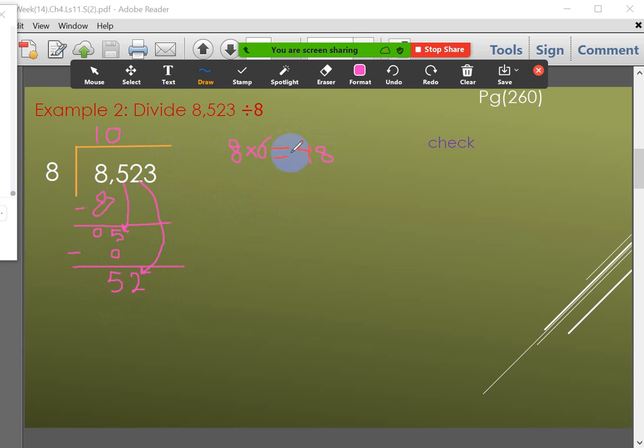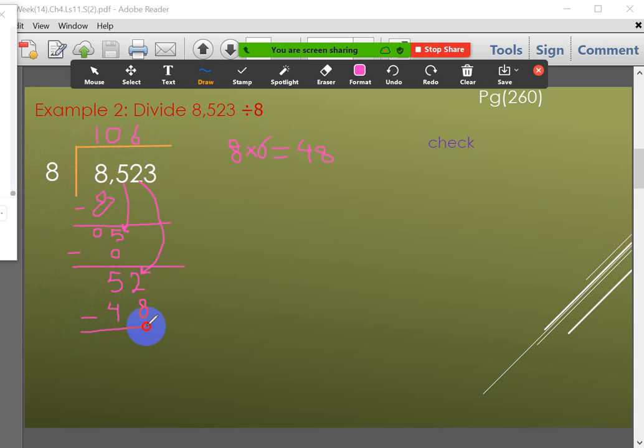So I will choose what? 6. So how many 8s in 152? I have 6 8s. So I will put the 6 in the tens digit because I divide here the tens number. Then I will multiply 6 with 8. 6 multiply 8 equals 48. So I will put 48 here, sorry.